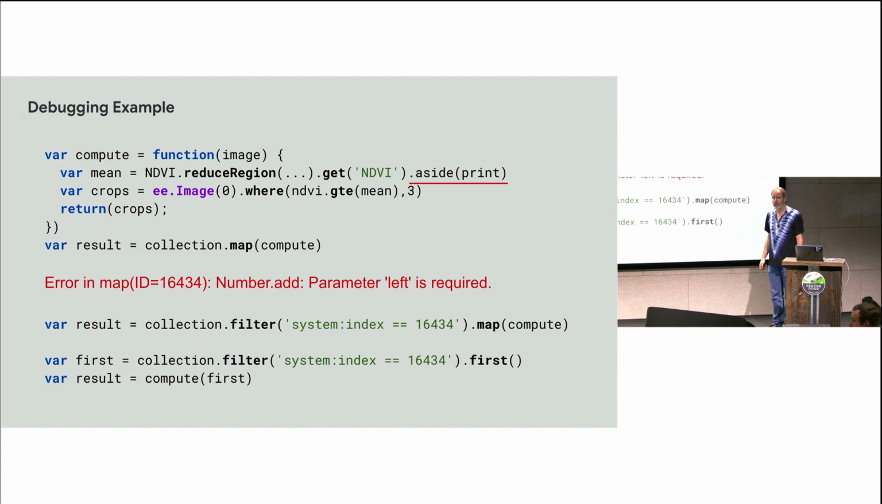Any other questions? I'll debug that in a minute. Okay. Hang on, let's do one in the back. Here, what will the aside do? Will it print the mean as many times as it is within the collection? I mean, I have to try it myself.